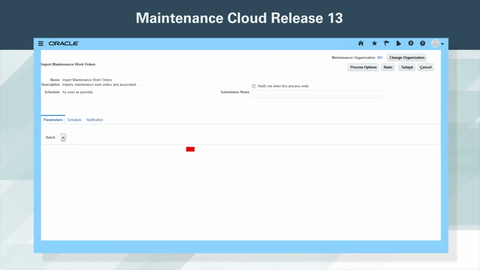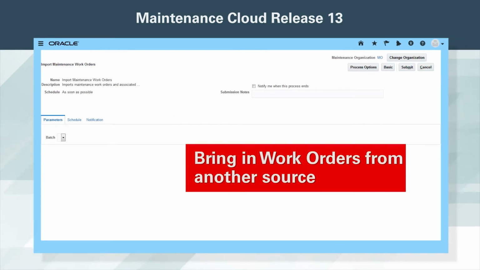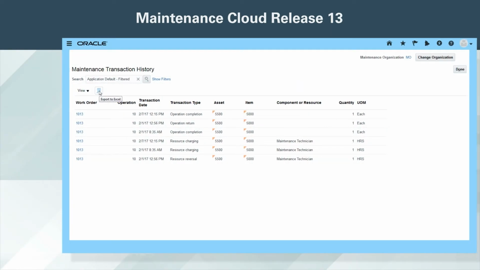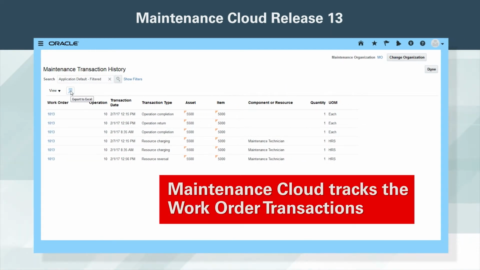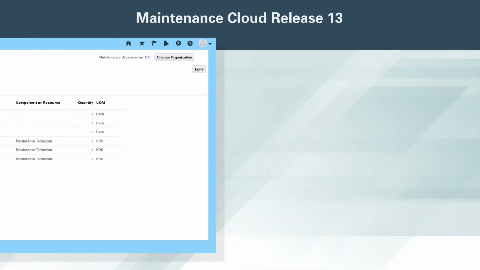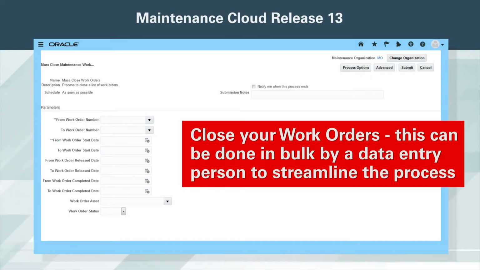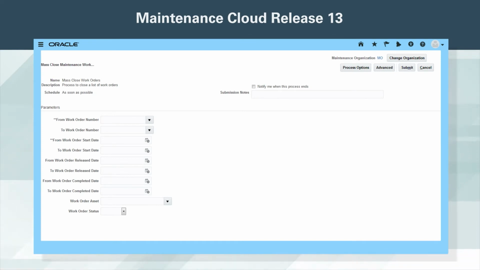Import work orders allows us to bring in work orders from another source. For example, we could bring in PM work orders in order to execute them in Maintenance Cloud. Maintenance Cloud tracks the work order transactions, an audit trail of sorts tracking who has done what on the work order. Once the physical work is done and Maintenance Cloud has been updated with the transactions, you may want to close your work orders. This can be done in bulk by a data entry person to streamline the process. It is a concurrent process that can be scheduled to occur whenever is most appropriate for your organization.